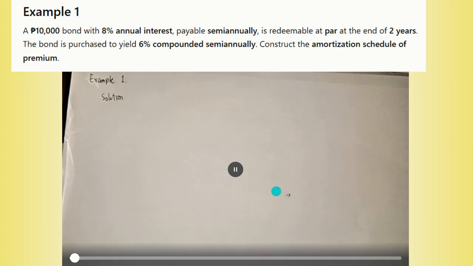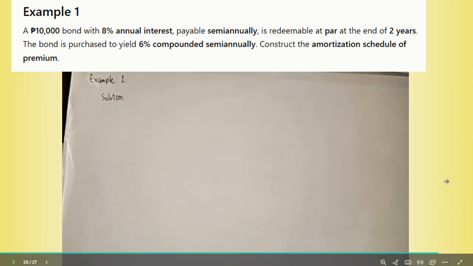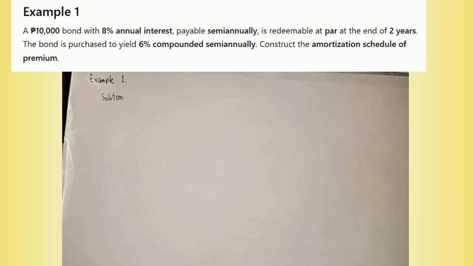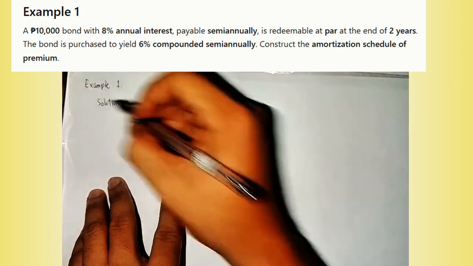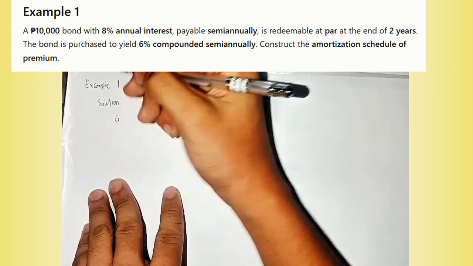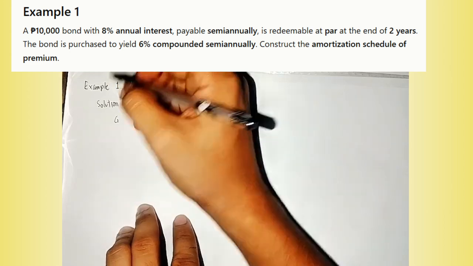Our problem is to construct the amortization schedule of premium, but we cannot construct the amortization table or amortization schedule without finding the premium and the book value. So let's list all the given first before we can find the premium value and the book value.